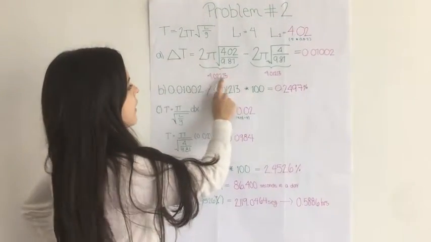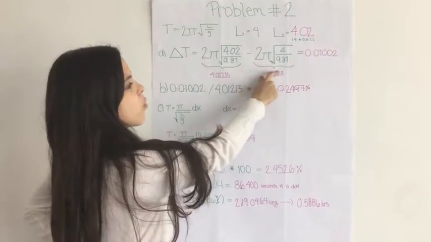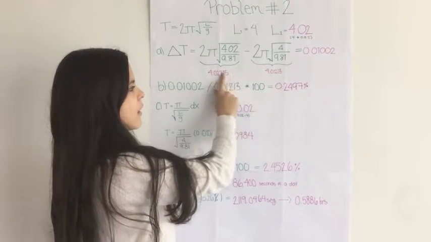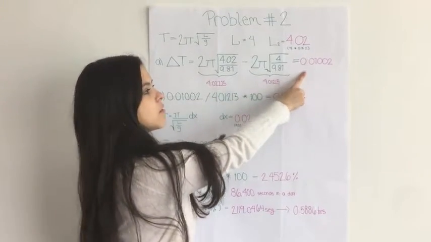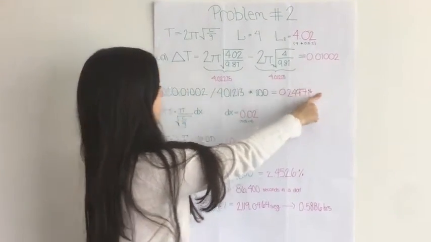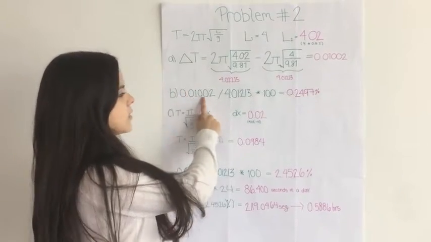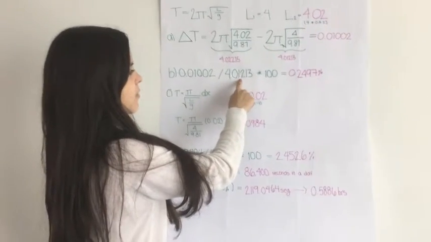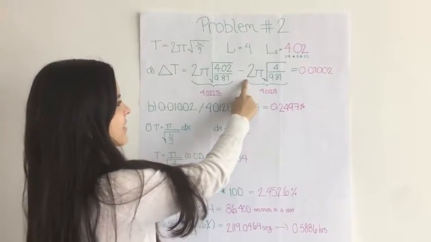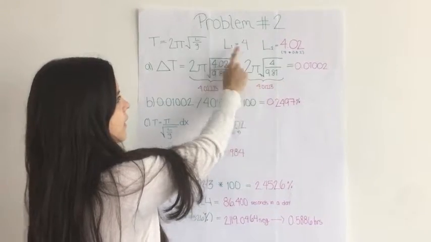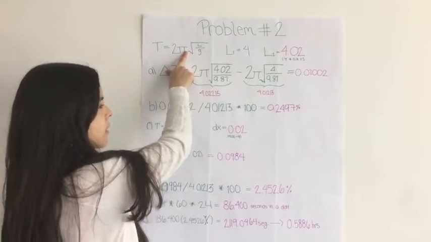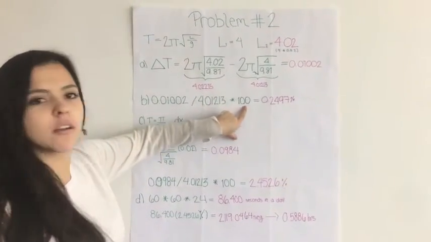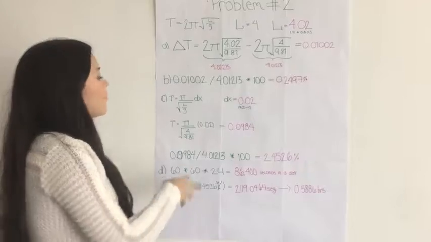that is our gravity, minus 2 pi square root of 4, our initial length, over 9.81, that is our gravity, and this gives us an answer of 0.01002. So we're gonna do 0.1002, what's our final answer, over 0.01213, that is our answer of our initial length substituted in our equation, and we're gonna multiply it times 100 since we need to get the percent.